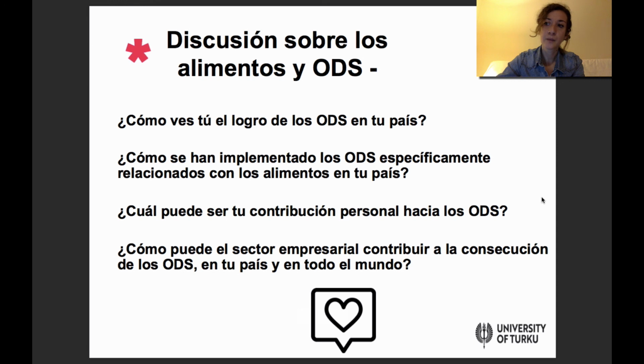I am going to end the presentation here, but I leave you with some questions that maybe can be useful for you to think about for your own learning, and also maybe to discuss with other students and to discuss in the classroom. And perhaps we can also take some of this when we meet, at least virtually, online in the coming weeks. So I would like you to think about how you see the achievement of Sustainable Development Goals in your country, and especially how SDGs related to food are implemented in your country. To which extent do you think they are implemented? And I think it's very important also to think of what could be your personal contribution towards the achievement of Sustainable Development Goals. And for example, think of the business sector. How could the business sector contribute to SDGs, both in your country and also elsewhere?